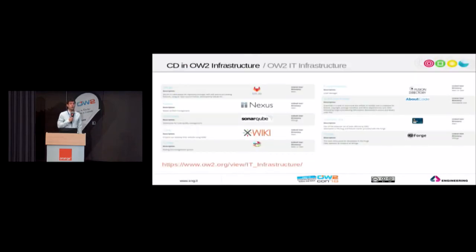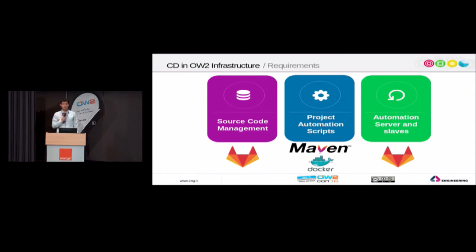I think that everyone of you that has a product in the OW2 ecosystem uses this infrastructure. You can see that there are a lot of tools that we can use to support the development of a product, and we can find GitLab, Nexus, SonarQube, XWiki, and so on. Today I will focus on GitLab. GitLab is not only a source code management system, but it also has an issue tracker inside, and also an automation server and slave.